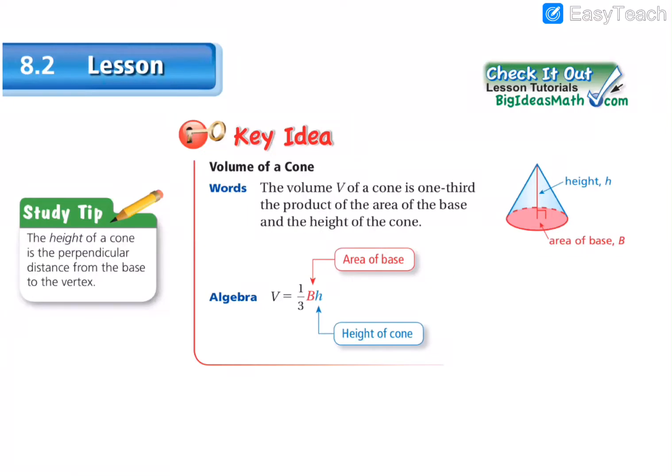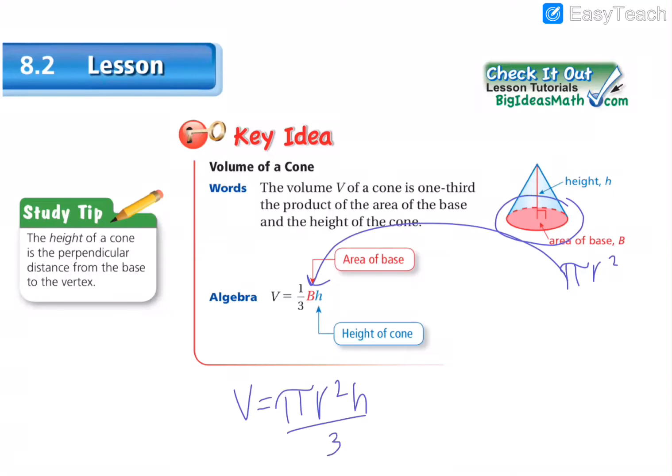So I know this looks a little bit weird because they're using the big B, but remember the big B represents the area of the base. So in this picture, the area of the base would be pi r squared since it's a circle. You're plugging that in for big B, multiplying it by the height of the cone, and then they say times 1/3, but I think it's easier to divide by 3. So I'm going to say pi r squared h divided by 3.